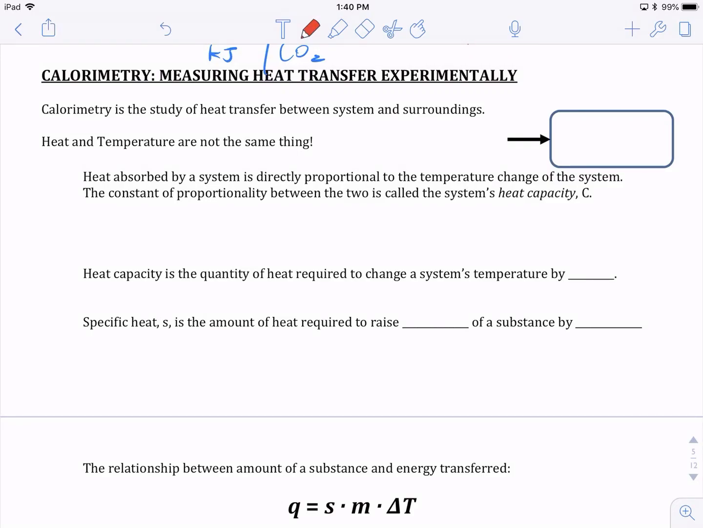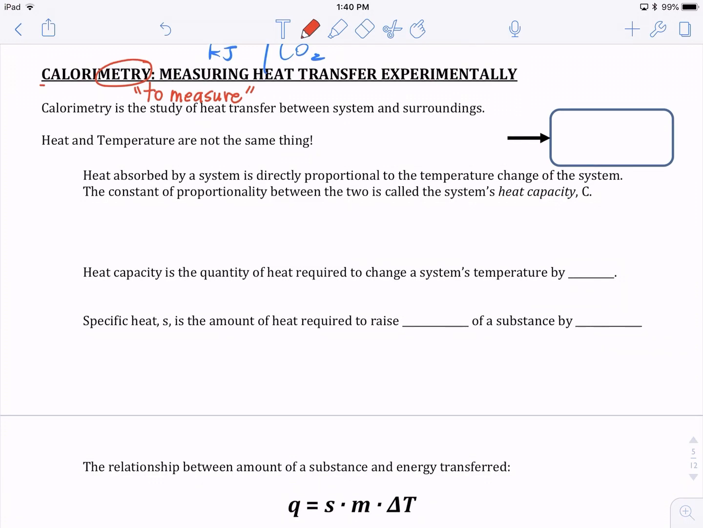All right, the next topic in our study of thermochemistry, maybe that's the way we want to say it, is calorimetry. So calorimetry is the study of heat transfer. Metry comes from the Greek that just means to measure. So anytime you have a metry, you're measuring something.